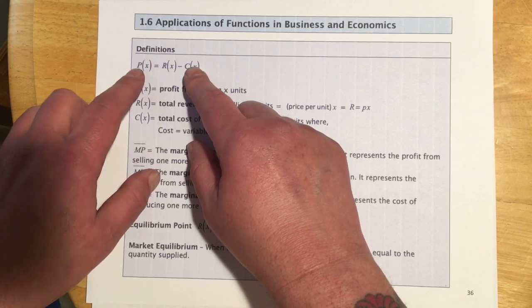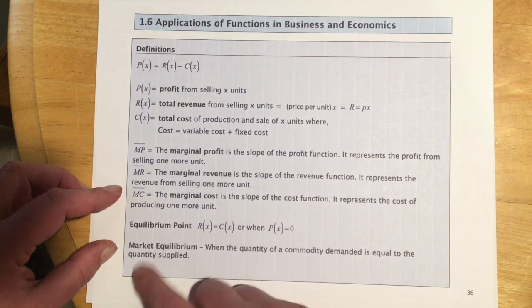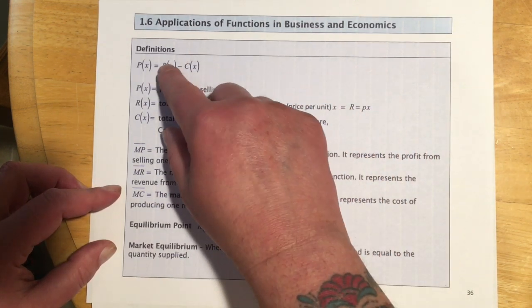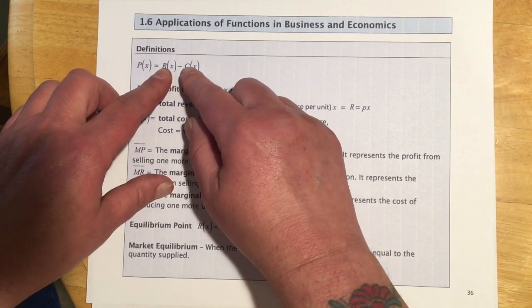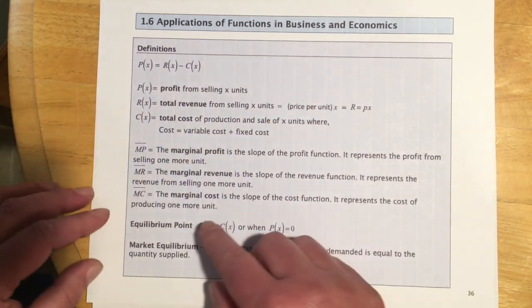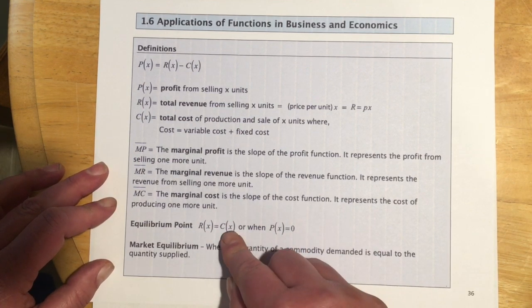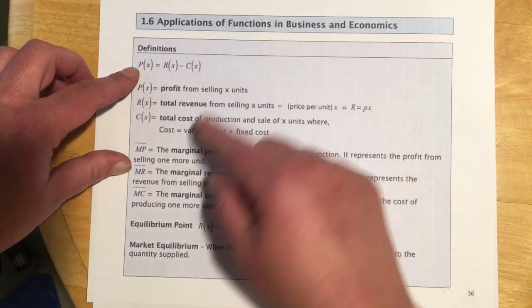So if cost is bigger, profit is negative. We've lost money. If they're equal, that's going to be our break-even point, our equilibrium point. If we received as much money as we spent, then the profit is zero. So that's our break even. That's actually right down here, profit of zero, or R of X equals C of X. And so there's our profit.